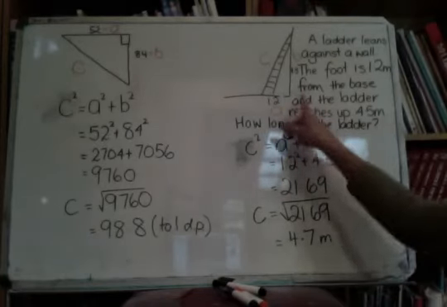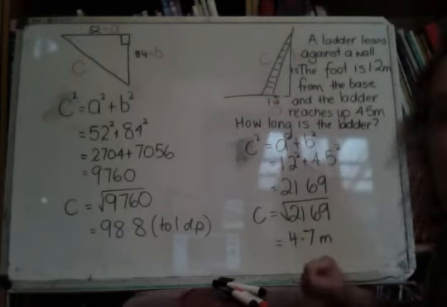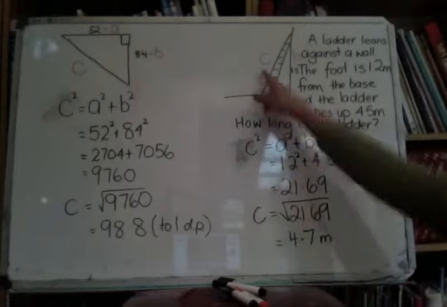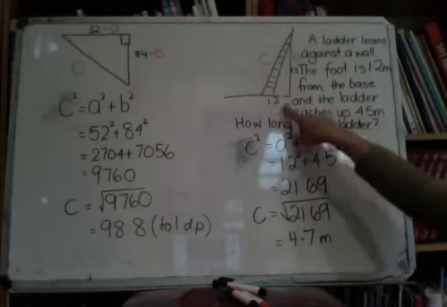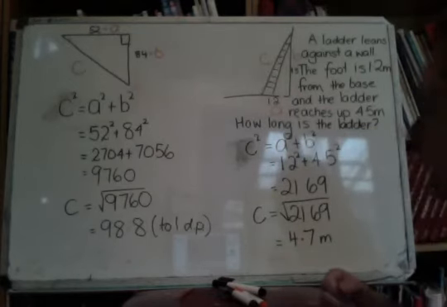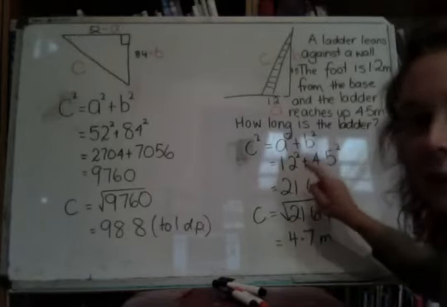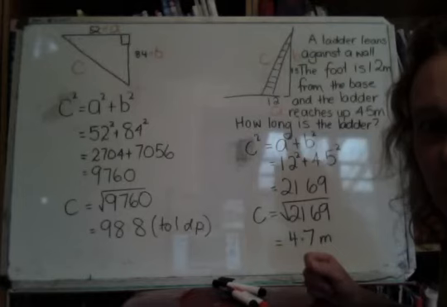I identify where the hypotenuse is. In this case, the hypotenuse is the length of the ladder, so I can call that C. The other two shorter sides of my triangle are called A and B. Write down my formula: C squared equals A squared plus B squared.